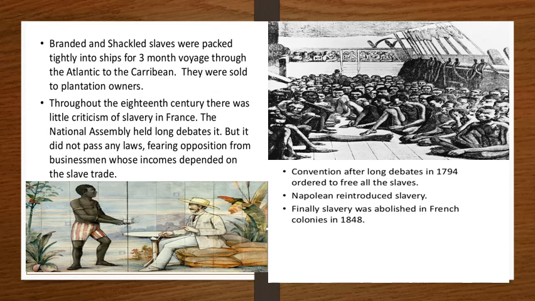This, however, turned out to be a short-term measure. 10 years later, Napoleon reintroduced slavery. Slavery was finally abolished in French colonies in 1848.